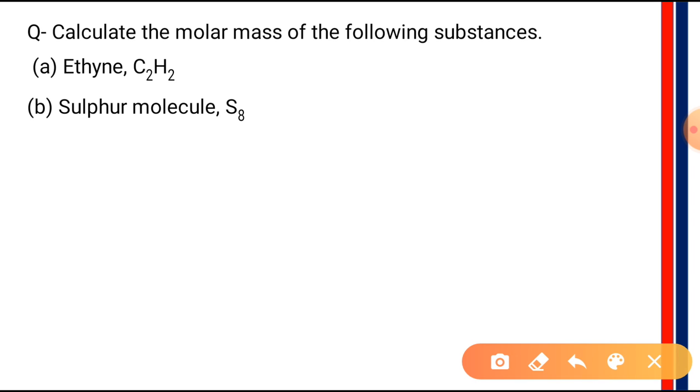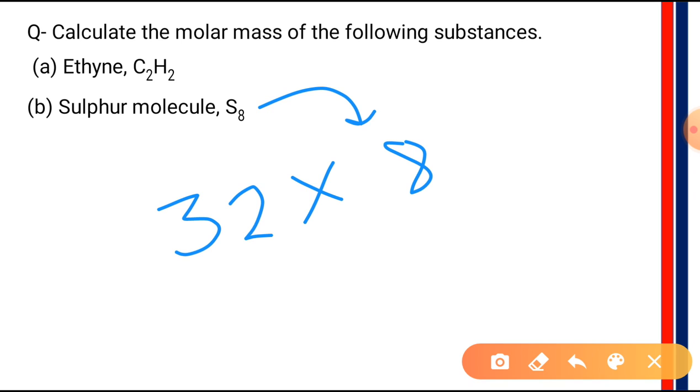Okay, now similarly you can do the calculation for the second question, for the sulfur molecule. For solving this question you just have to know one thing, that is what is the atomic mass of sulfur. So students, sulfur has atomic mass 32. So 32 multiplied by 8. Why 8? Just because S8 is the sulfur molecule which has been given to you. So by multiplying it by 8 you will get your answer.